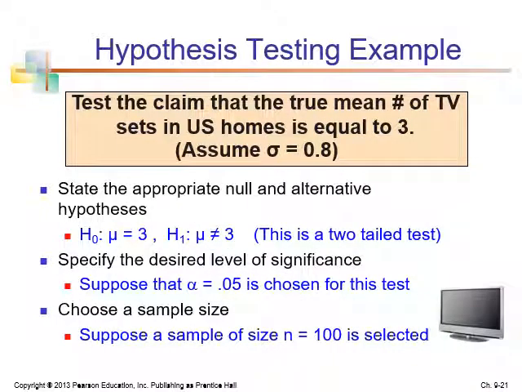So here's an example. It's a two-sided example. So we are checking for whether the mean is equal to 3 or not equal to 3. And we have chosen the desired level of significance, 0.05, and the sample size is 100. So let's just check this one.